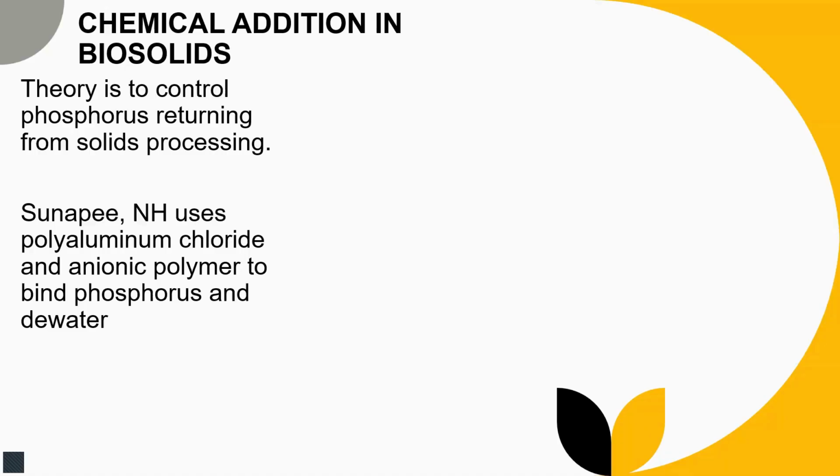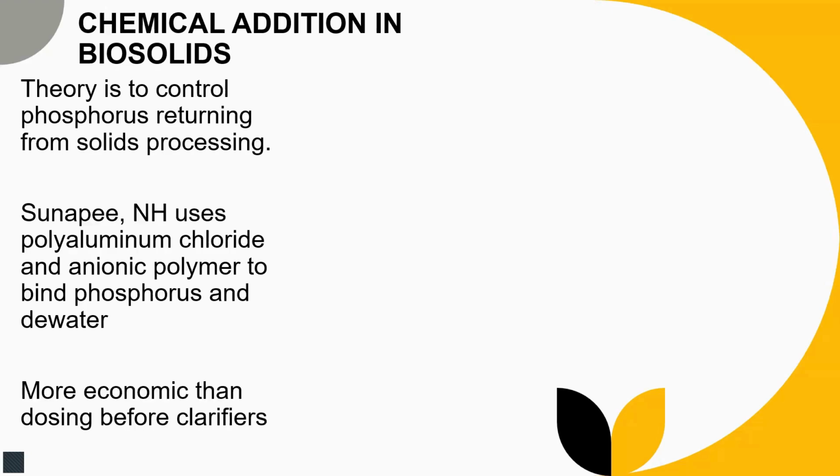They dose polyaluminum chloride to their sludge, and then use an anionic polymer, which is like the opposite charge of what you typically are using at your belt filter press here, to bind the phosphorus as part of dewatering. And they have found this is more economic than dosing before clarifiers, and it is just part of their solids operation. They don't do it seasonally, they just do it.